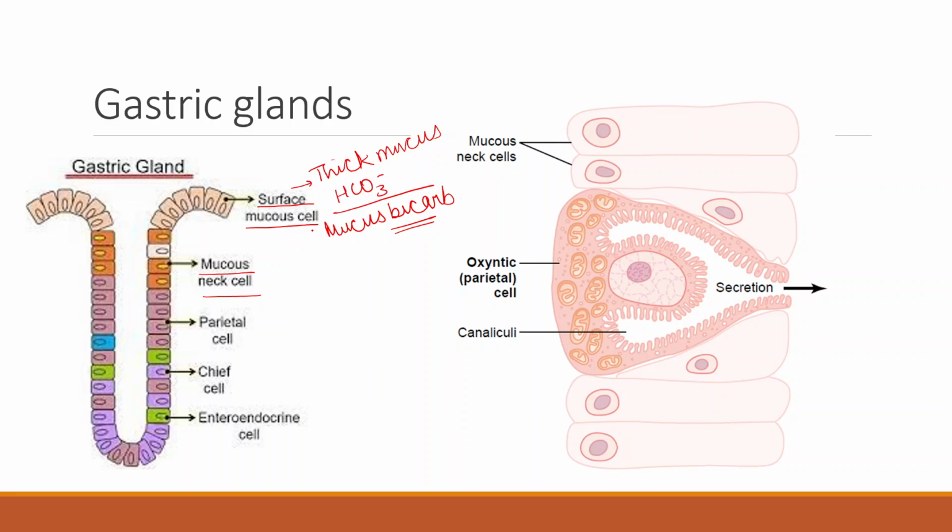acid, right? So we have the surface mucus cell, then the mucus cell, and then the most important cell of the stomach, which is the parietal cell, which secretes HCl and intrinsic factor, right? We have chief cells, and we have various enteroendocrine cells. The chief cells secrete pepsinogen, and the enteroendocrine cells, we will see how they help in HCl secretion. They basically secrete histamine.